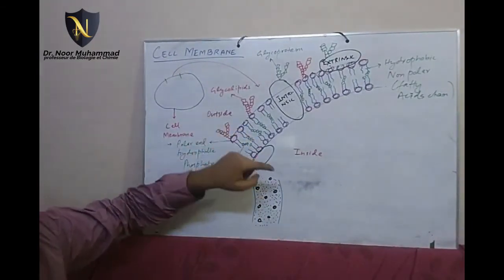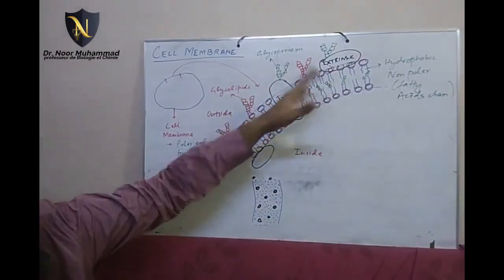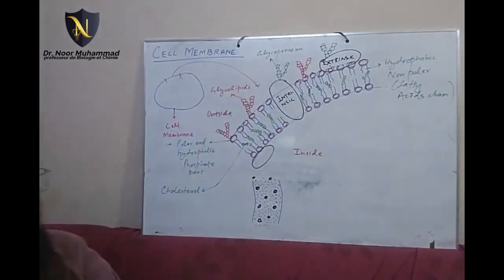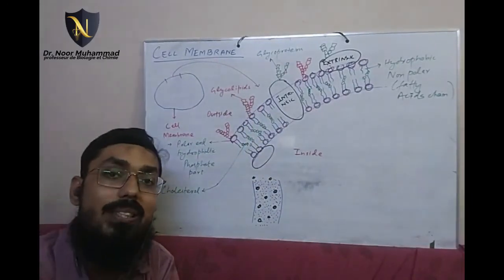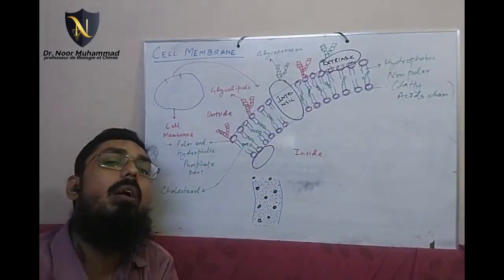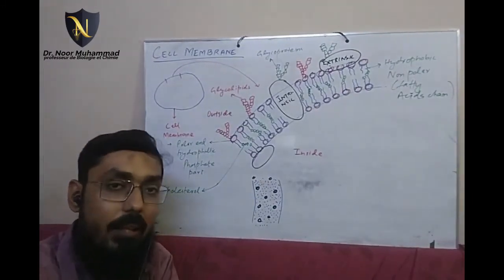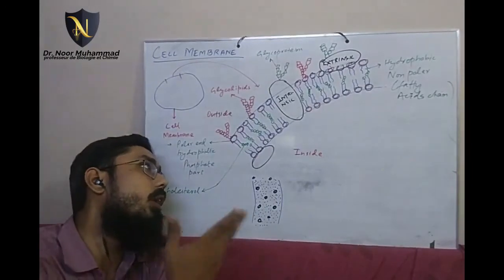Why do we call that fluid mosaic model? Because the cell membrane is showing the fluidity, at the same time the appearance or the arrangement of protein within the lipid bilayer is of mosaic pattern. Therefore Singer and Nicholson named this model fluid mosaic model. So बहरहाल that's all about the model.